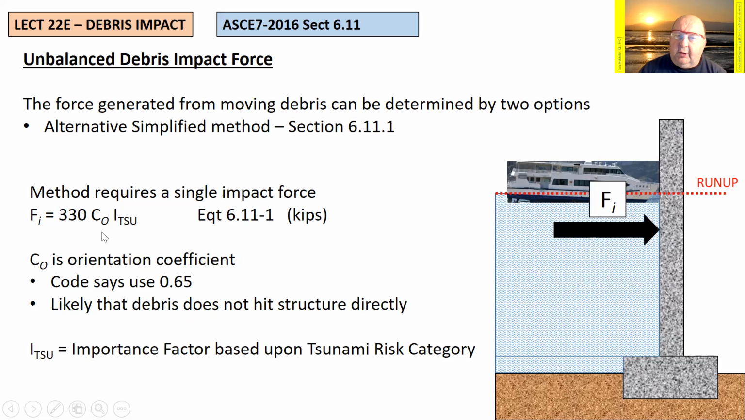This value of C sub O is called the orientation coefficient. The code says we're going to use a value of 0.65. One thing to think about is it's unlikely that this debris that's floating on the wave is going to strike our structure head on. It's probably going to give some kind of a glancing blow as it goes by. The value of I tsunami is the same one we use for the importance factor based on the tsunami risk category for buildings that are either essential or hazardous.